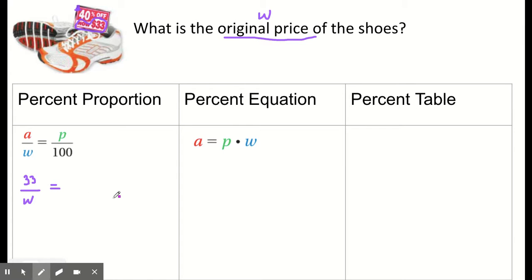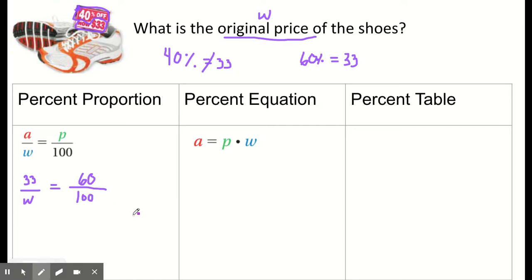Now this is where it kind of gets tricky with the percent here. They're taking 40% off. Okay, that 40% does not equal the $33. They're not equal. The price that you're actually paying is 60%, 100% minus 40. That equals the $33. So don't get confused and just put the first percent that you see. They're talking about a percent off, so you're really going to have to pay 60%.